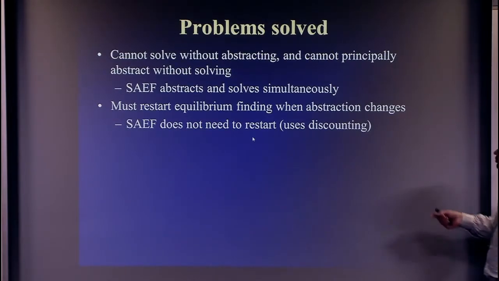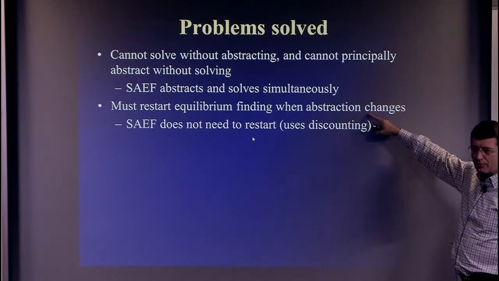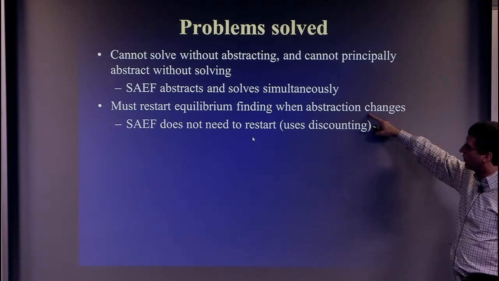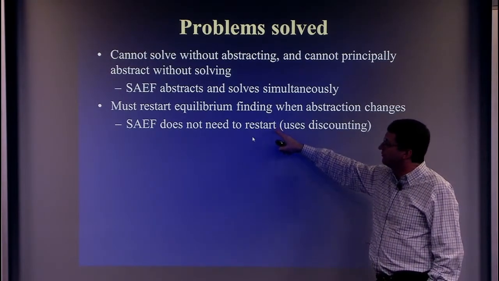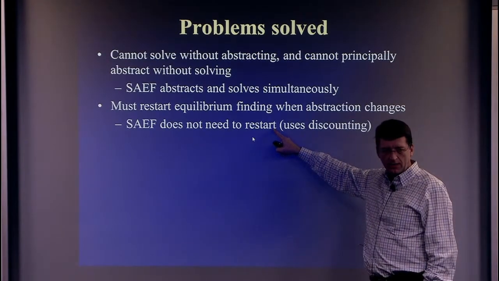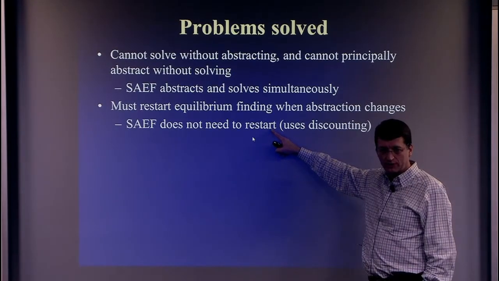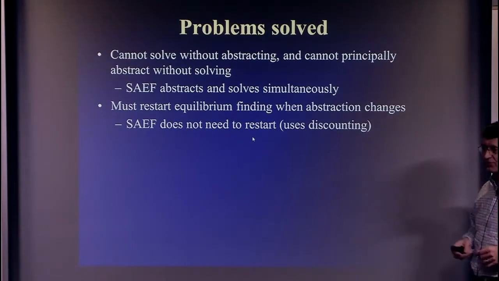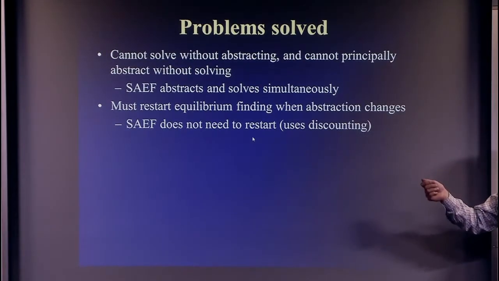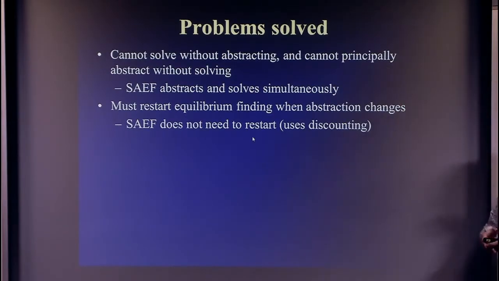You might wonder, okay, once you change the abstraction, you have to restart the equilibrium finding, so you lose a lot of work. But that's not the case. We have a theory of how you can carefully restart CFR by discounting the iterations you have so far so you get a good warm start. It's important that you do the discounting just right according to the theory, because if you're even a little bit off, it turns out that in practice as well, this goes astray.